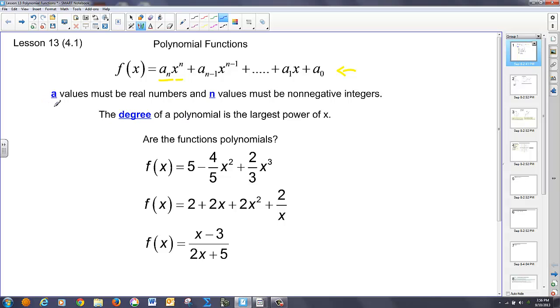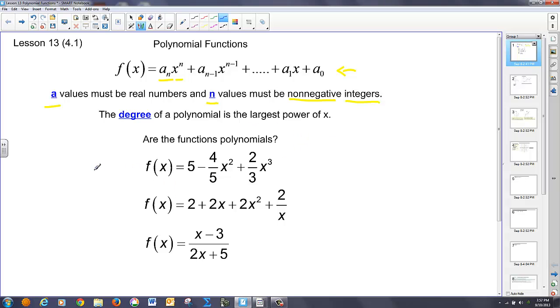But the deal is your a values have got to be real numbers, nothing can be imaginary, and your n values, or your powers, have to be non-negative, and the key is integers. Non-negative integers. The degree of the polynomial is basically the largest power of x.